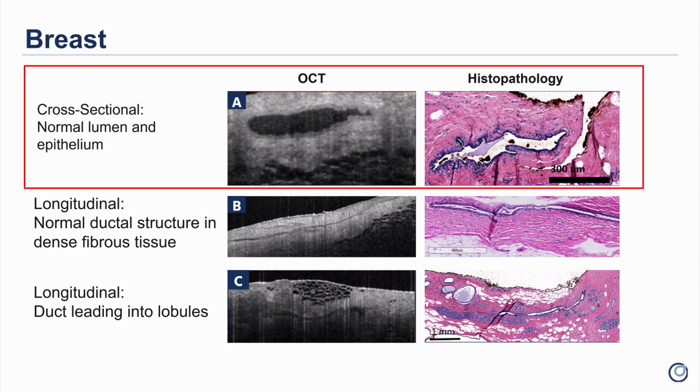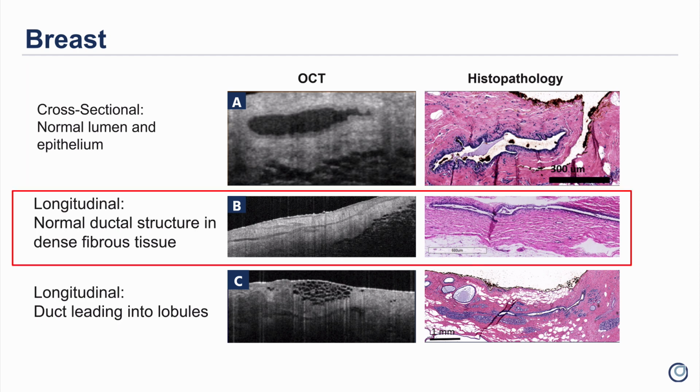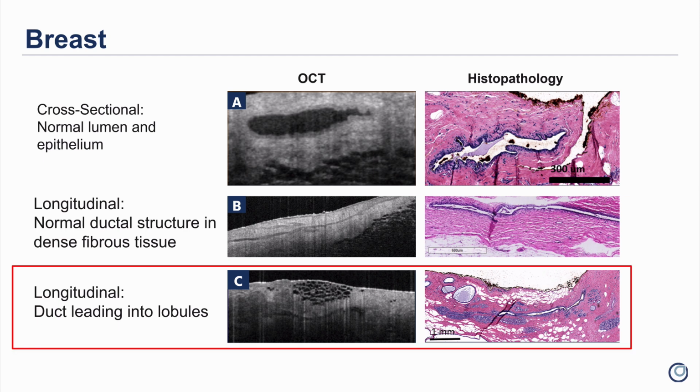surrounding epithelium. The next row down, image B, we're looking at a longitudinal view of a normal duct in dense fibrous tissue. Image C is a longitudinal view of ducts and lobules combined. Needless to say, there is no other imaging technology other than OCT that allows for this level of granularity.